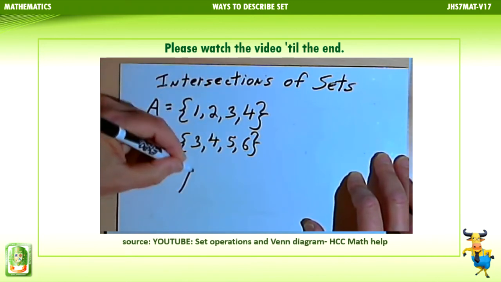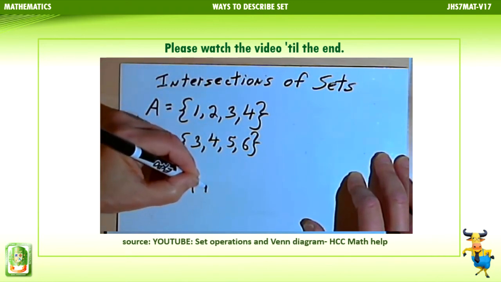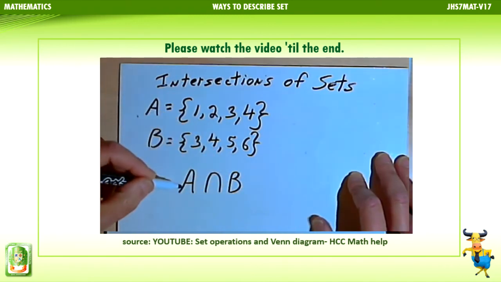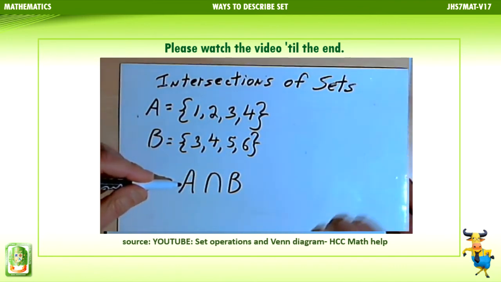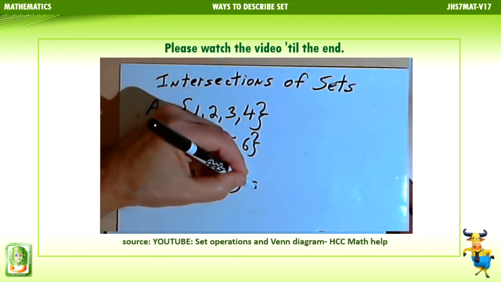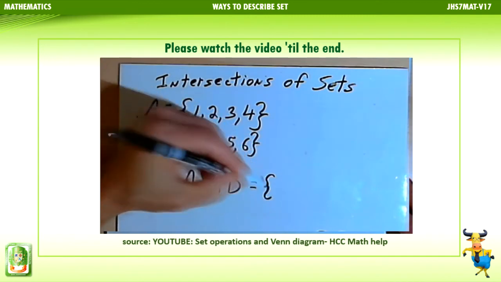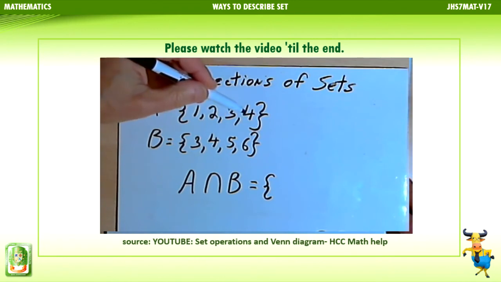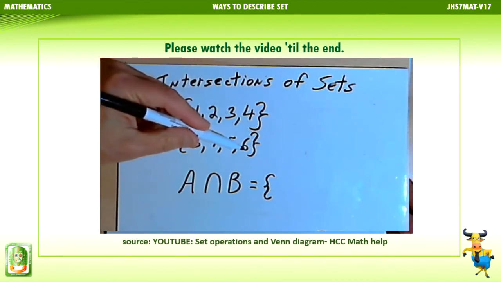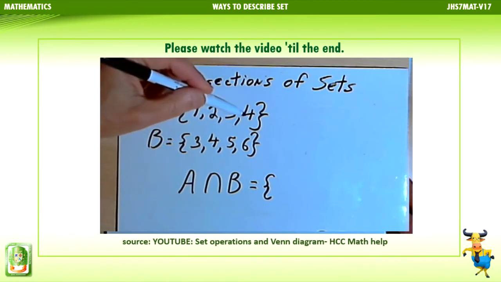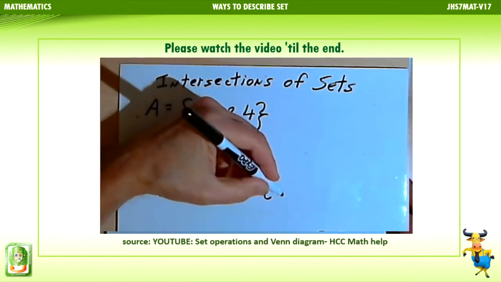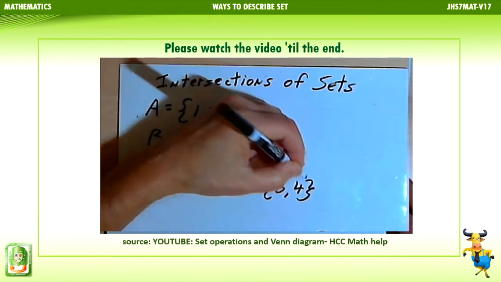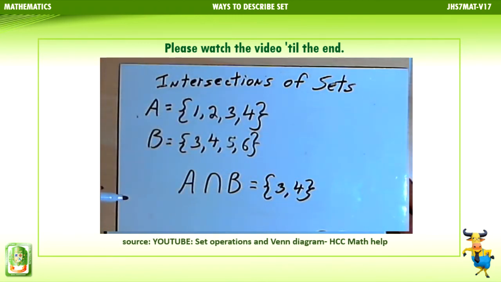So I can write A, and then a kind of upside down U for intersection, and B. I can read this as A intersect B, or the intersection of A and B. And that's going to equal, well, let's see what elements are in both sets. Set A is 1, 2, 3, and 4. Set B is 3, 4, 5, and 6. It's only the 3 and the 4 that are in both sets. So A intersect B is going to be the set containing 3 and 4.